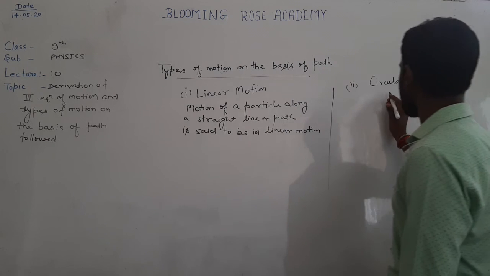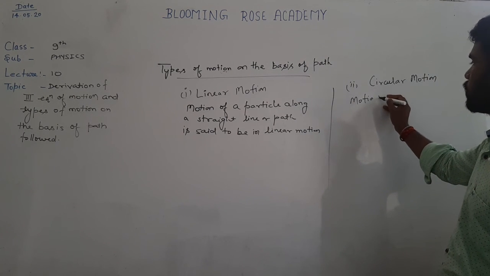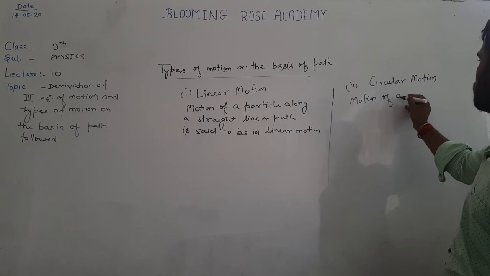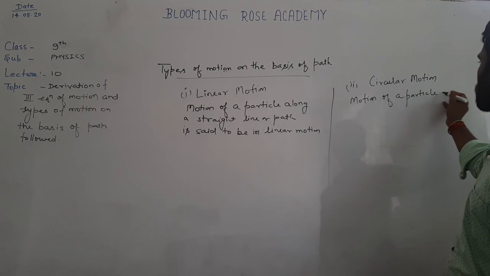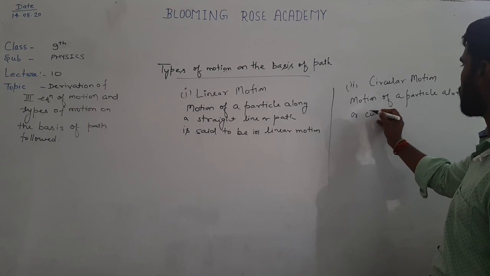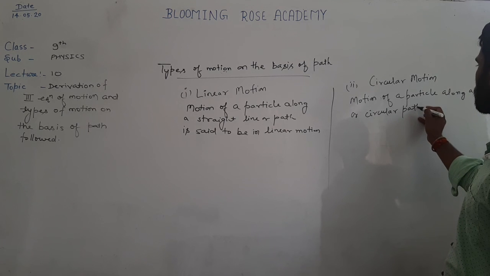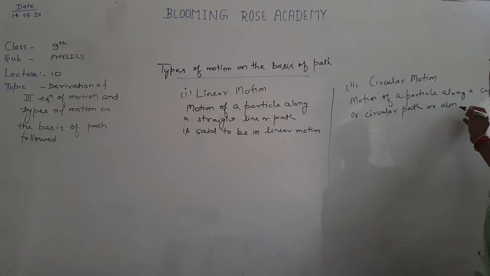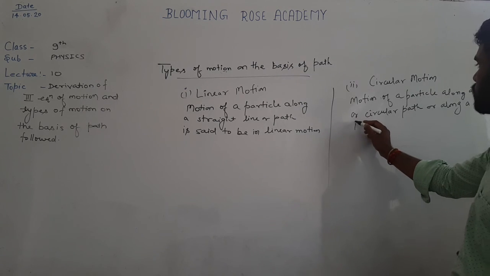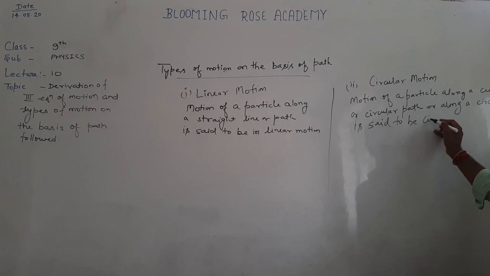What about circular motion? Motion of a particle along a curve or circular path, or along a circle, is said to be circular motion.